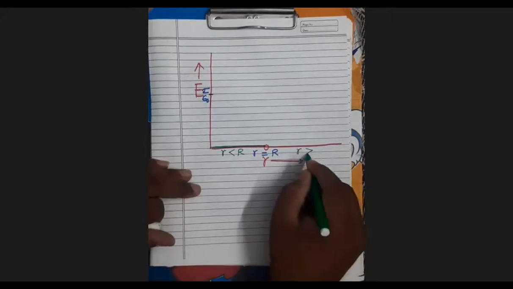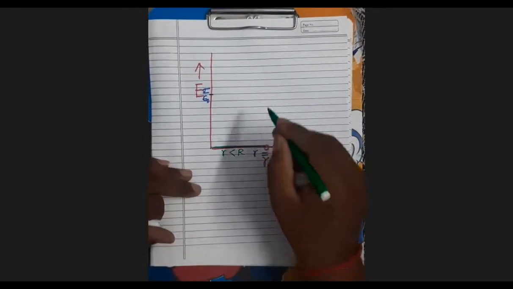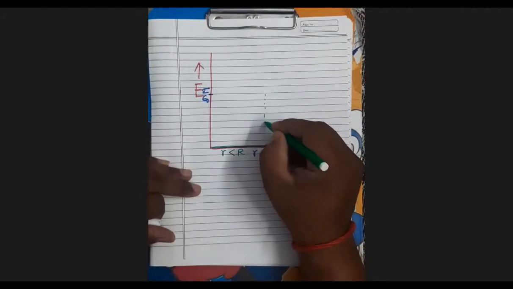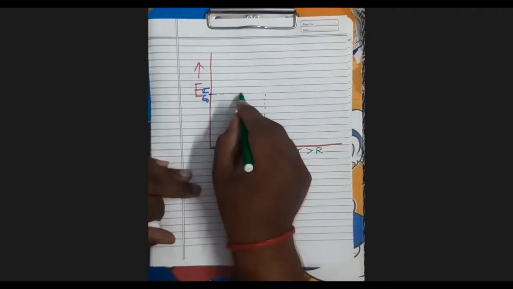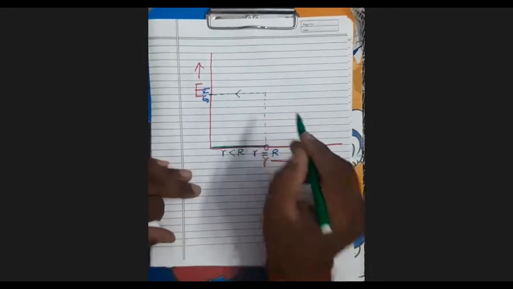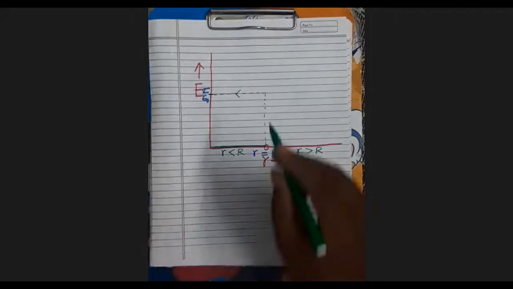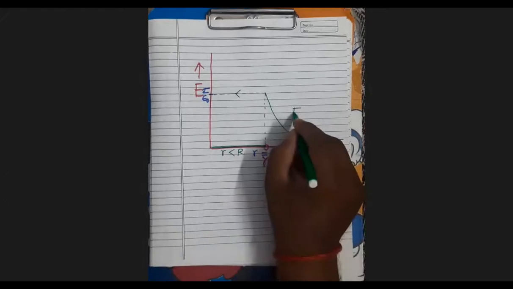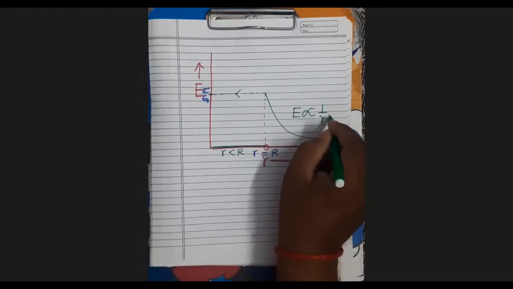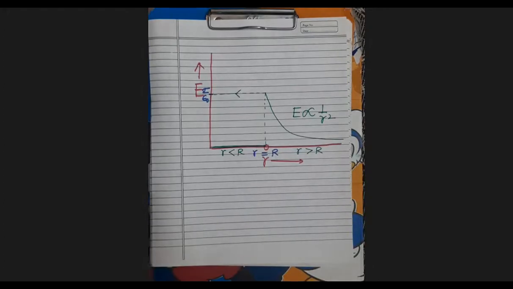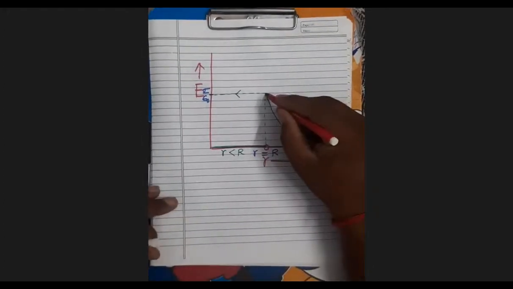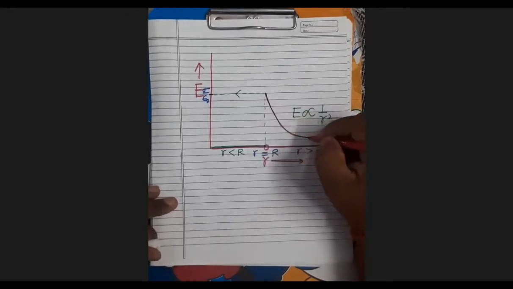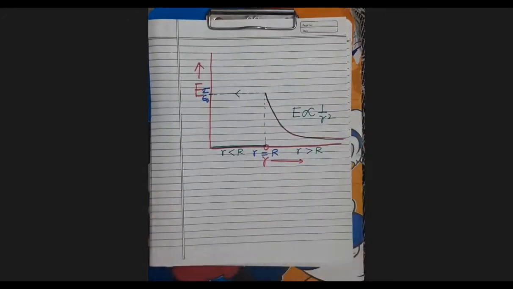On this side small r is greater than capital R. At small r equals capital R, the intensity is sigma upon epsilon naught, as you have seen. After this, E varies inversely with the square of the distance. It's clear. So all these are the formulae.